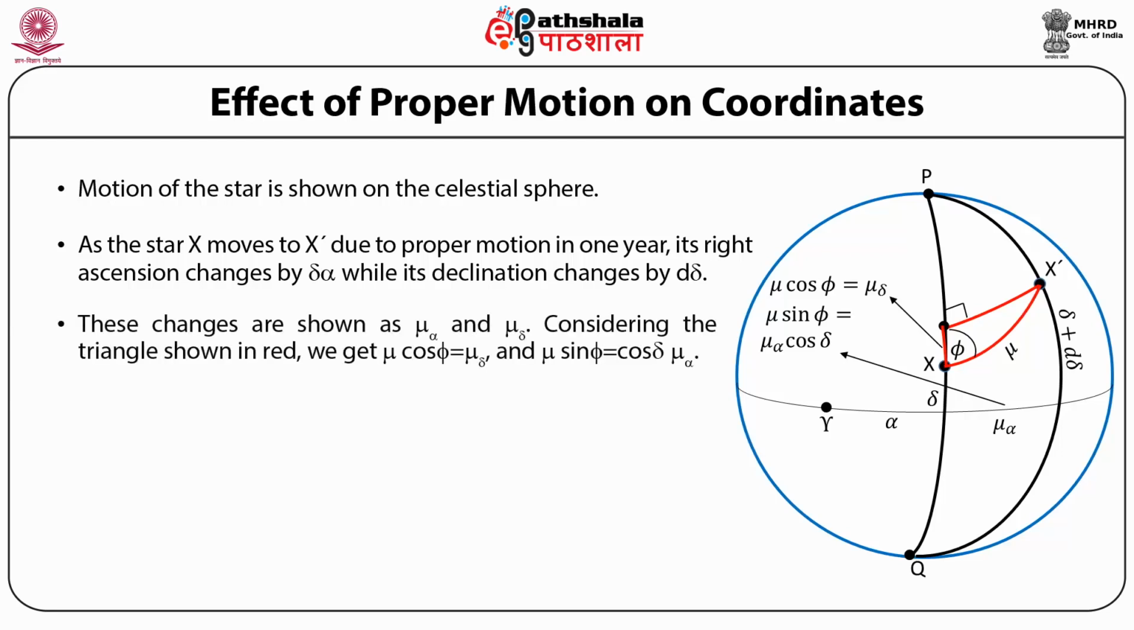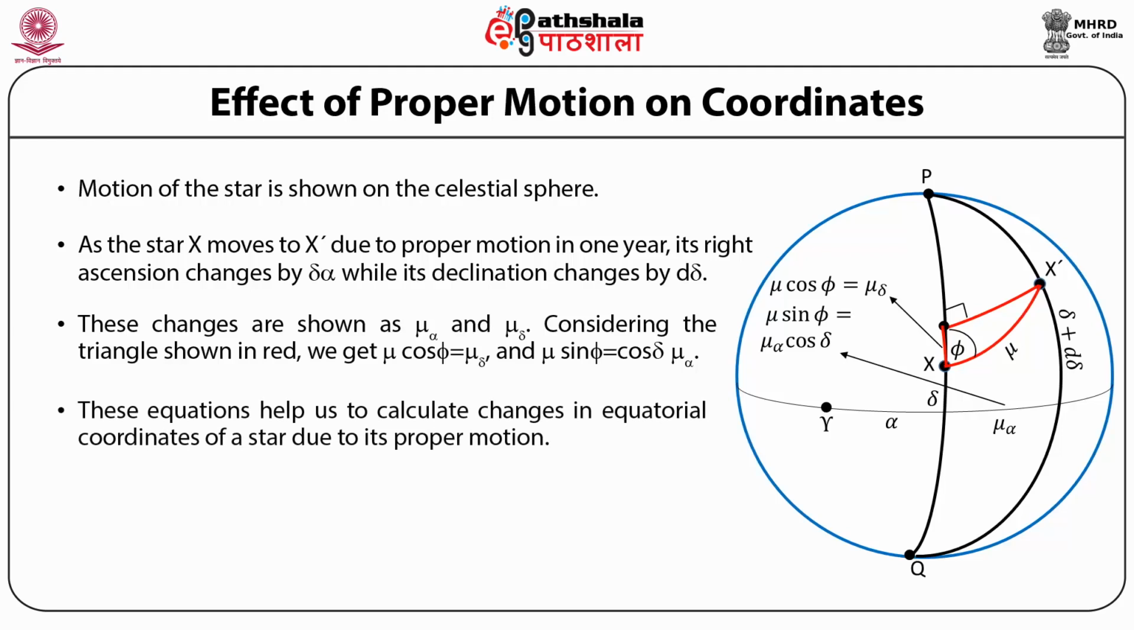Considering the triangle shown in red, we get mu cos phi equal to mu delta and mu sin phi equal to cos delta times mu alpha. These equations help us to calculate changes in equatorial coordinates of a star due to its proper motion. The proper motion then can be expressed as the square root of mu alpha squared plus mu delta squared.